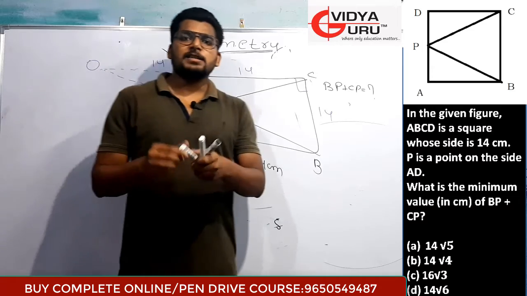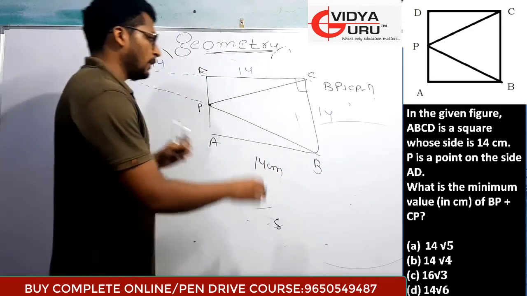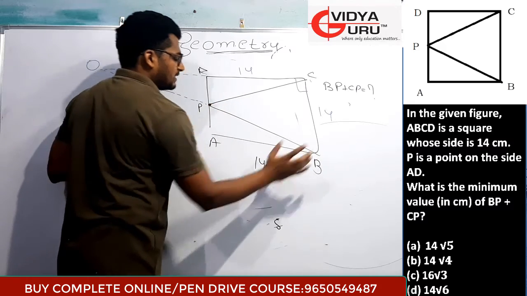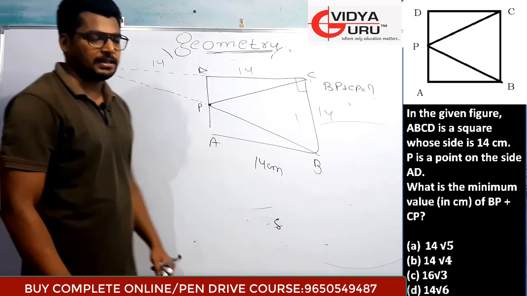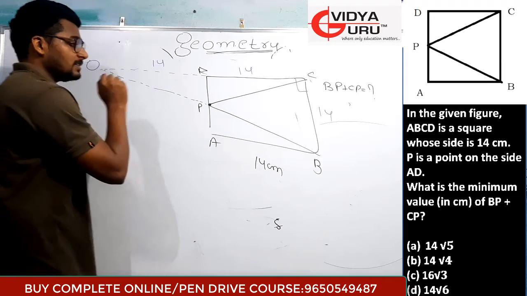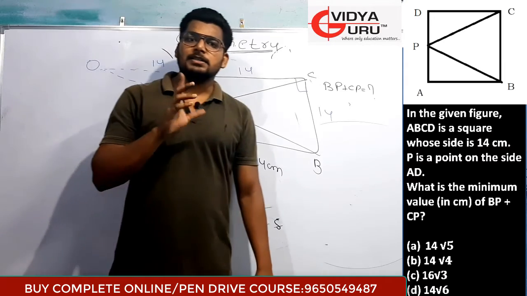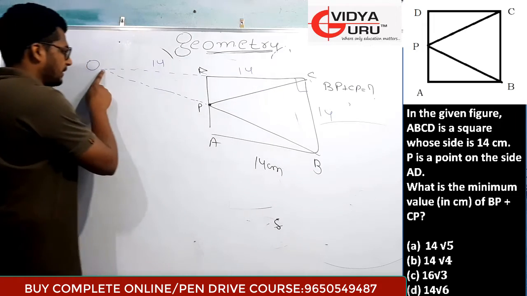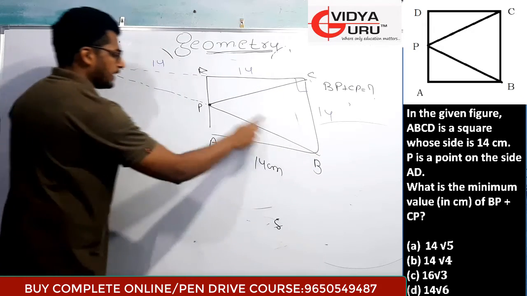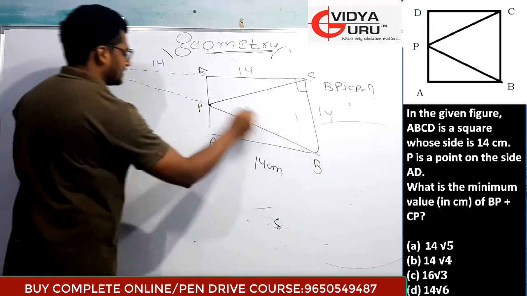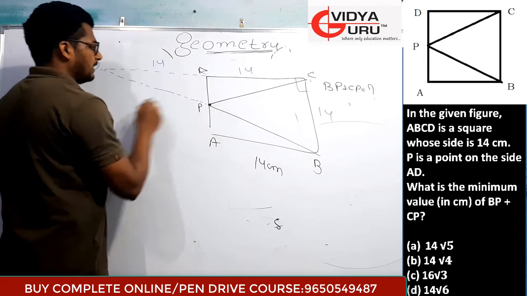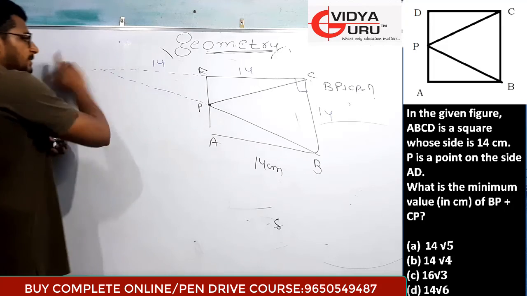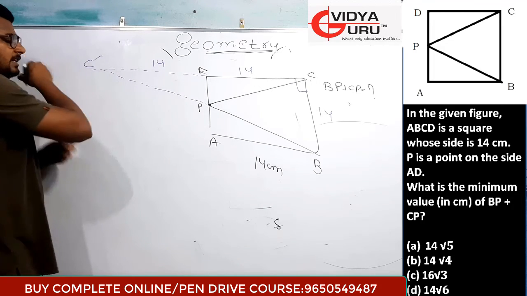The shortest length between any two points is asked, the shortest between CP and PB. Shortest length is a straight line. So I have taken its mirror image, and this forms a straight line. So it will be the shortest distance of CP plus PC. That was C, so let it be C dash.